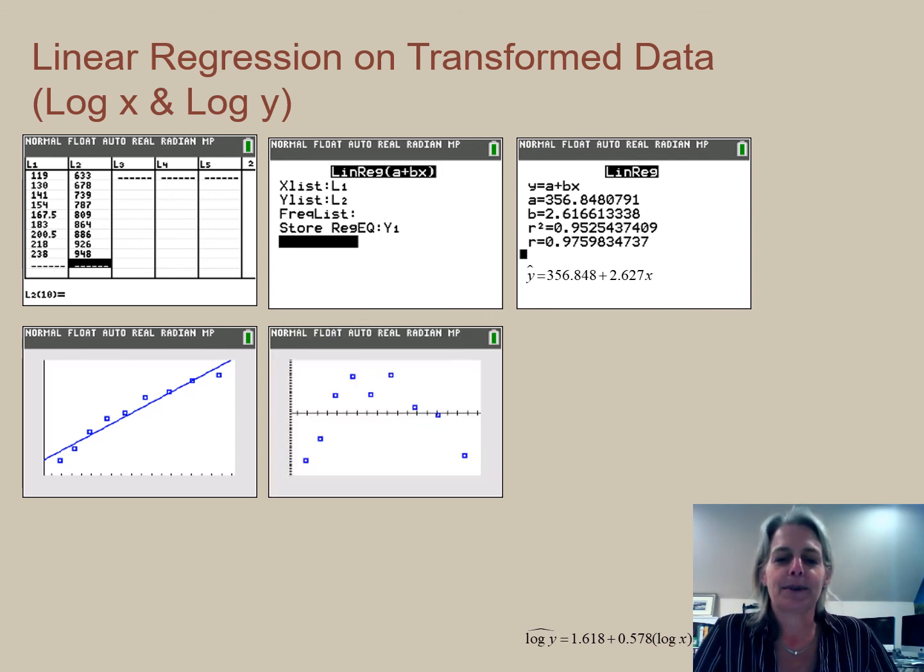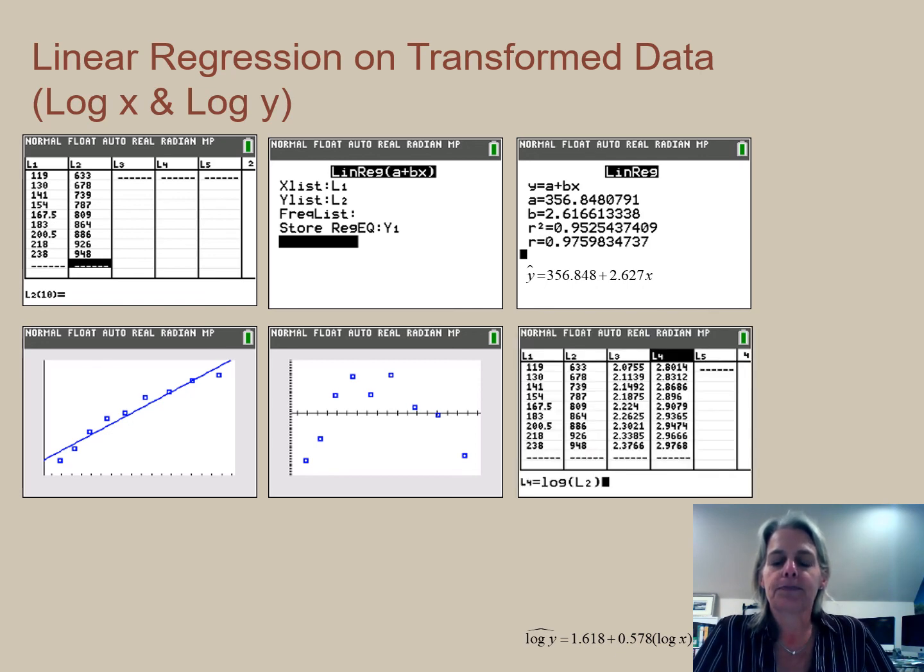And so we're going to look at the residual plot. The residual plot definitely has a pattern to it. So now we're going to transform our data. So we're going to take the log of x and put that in list 3, and the log of y and put that in list 4. And as you can see, simply highlight the top of your list and type log and then the list that you want to take the log of, and it populates it for you. It's very quick.